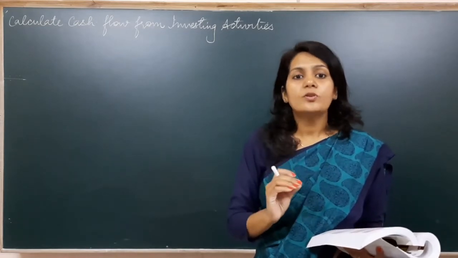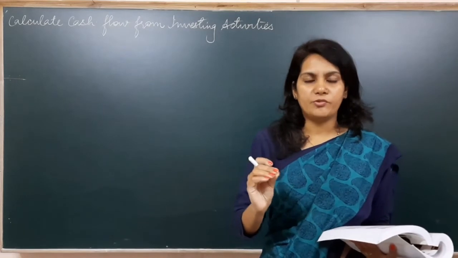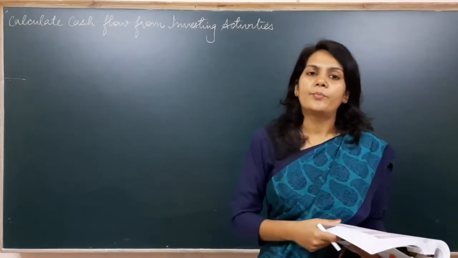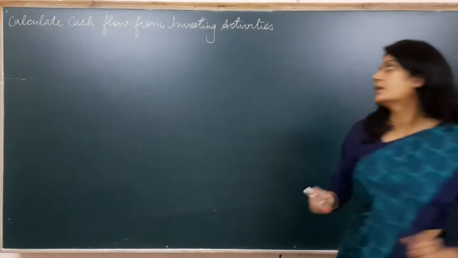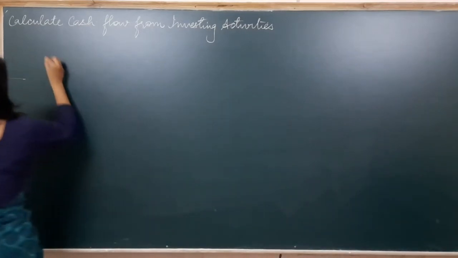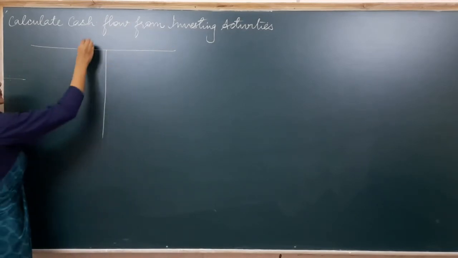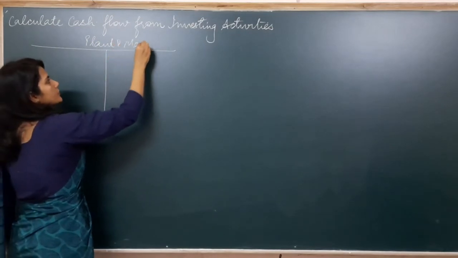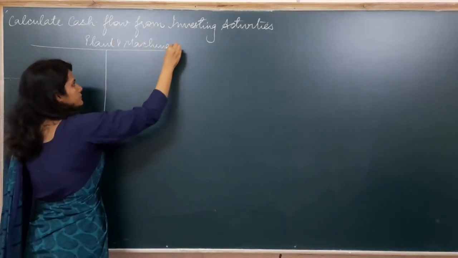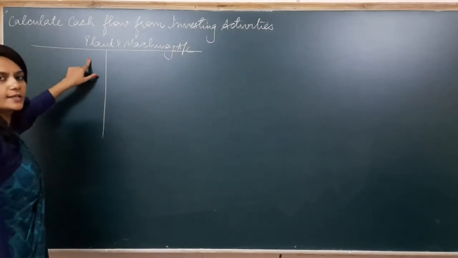So what we have to do? To find out the value of sale and purchase of plant and machinery, firstly we need to make the plant and machinery account. So let's discuss that. Let's firstly discuss the format of plant and machinery account. Plant and machinery account is an asset, right?